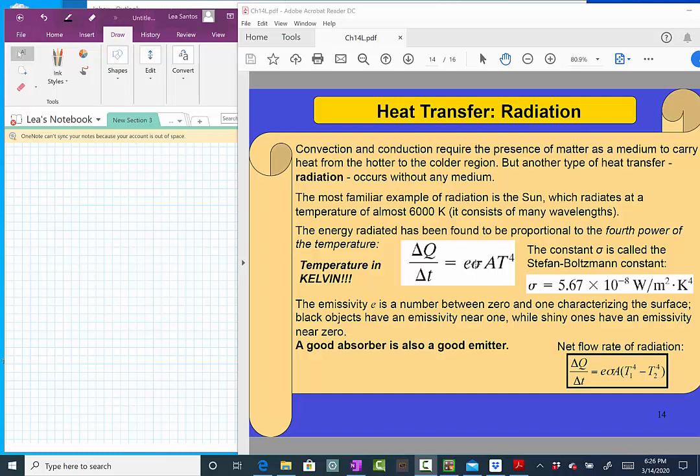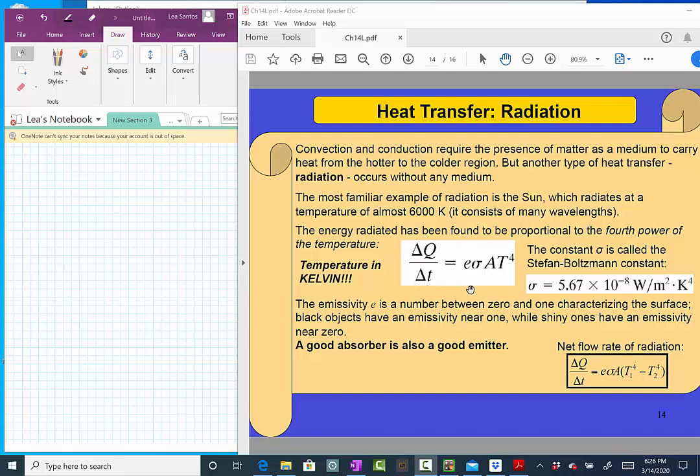And this E is what we call emissivity, which tells us what kind of surface we have. If we have a black object, an object that is good at absorbing, this object is also good at emitting radiation. So this E is going to be close to 1. On the other hand, when we have a shiny object, these objects are good at reflecting. They're not good at absorbing, and they are also not good at emitting. Okay, so this E here is the emissivity, which is just a number between 0 and 1, which characterizes the kind of surface that we have.